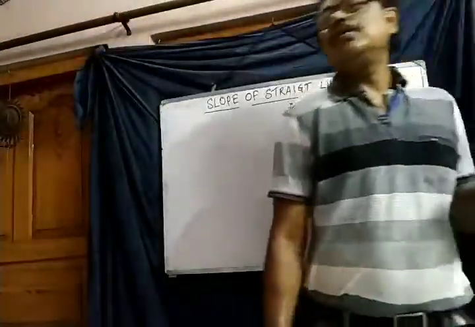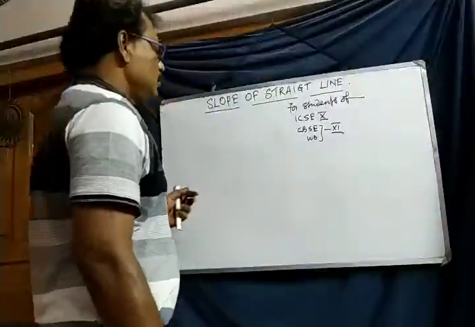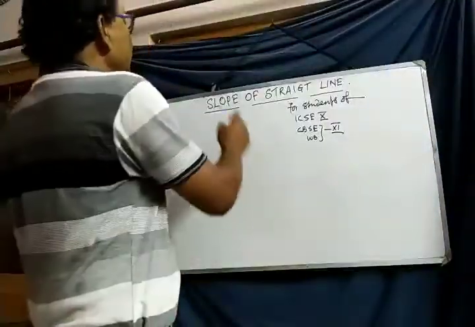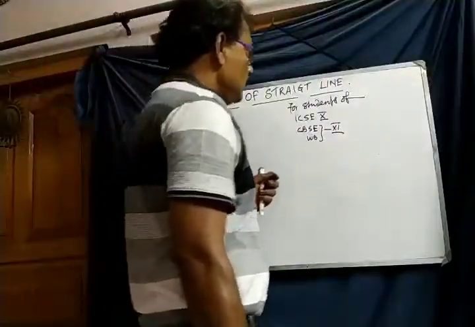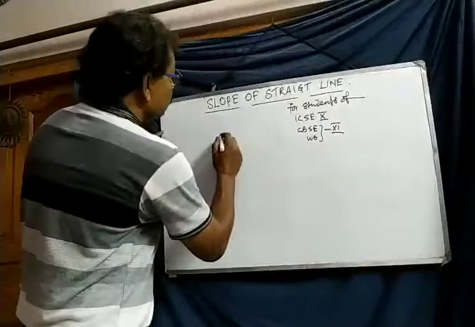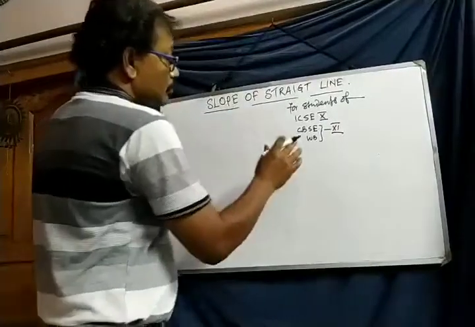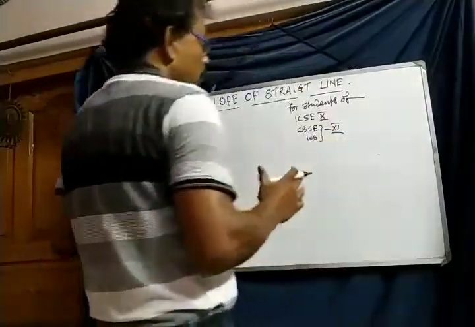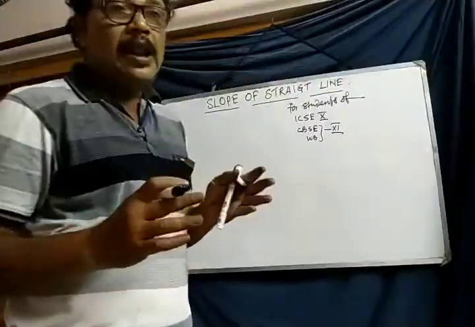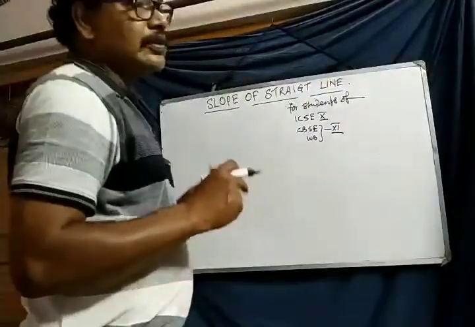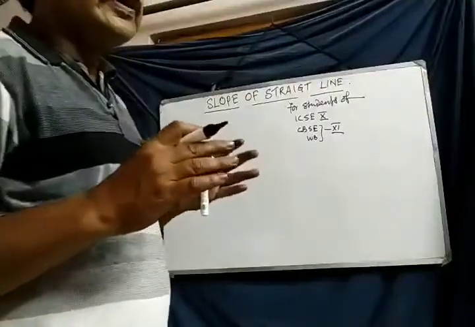So, slope of straight line. What is slope of straight line? Another term is gradient. Slope is also called gradient of straight line. Before studying slope, we have to know the angle of inclination. What is angle of inclination?